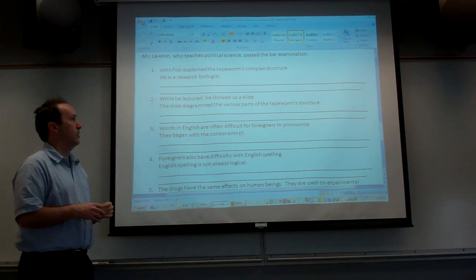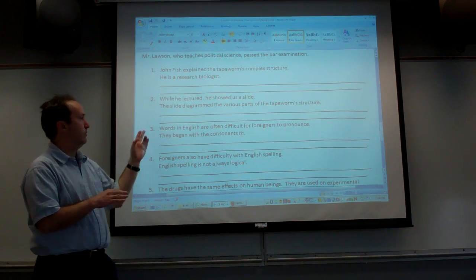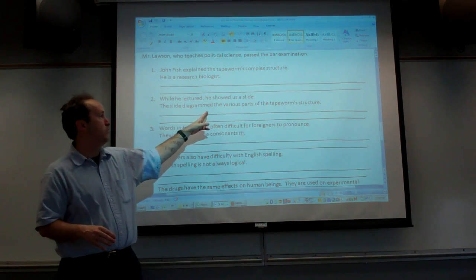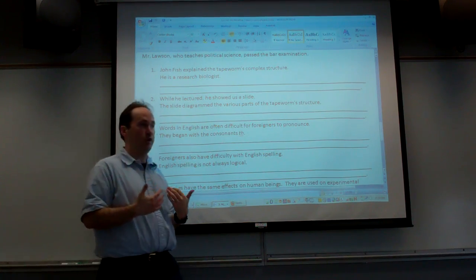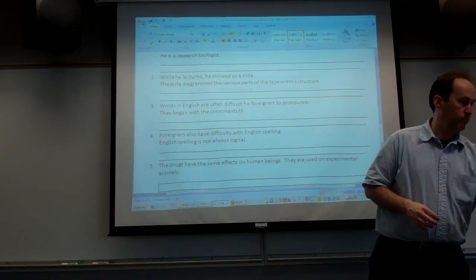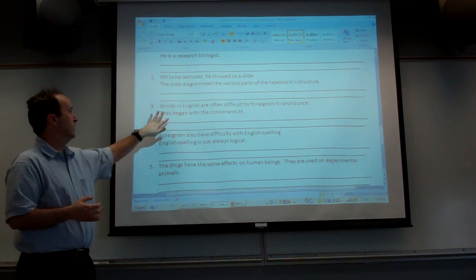So then: while he lectured, he showed us a slide which, or that, diagrammed the various parts of the tapeworm structure. Very good, it looks like we're catching on. Let's move on. Look at number 3.